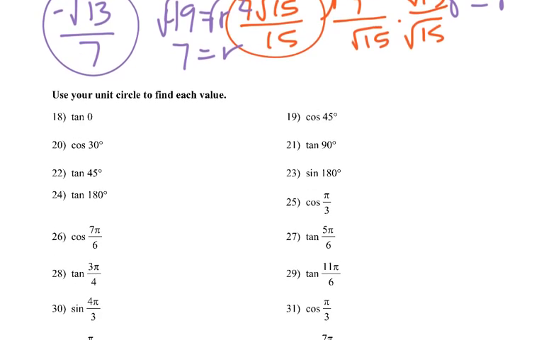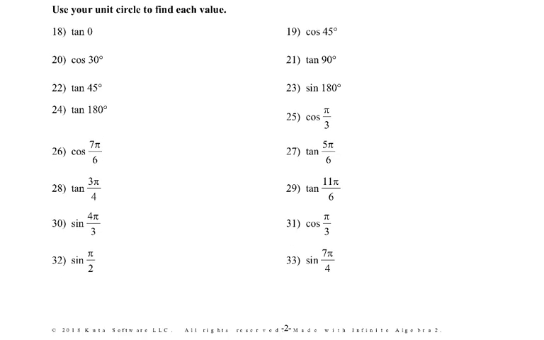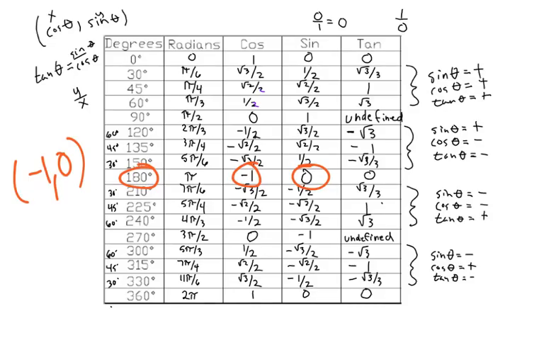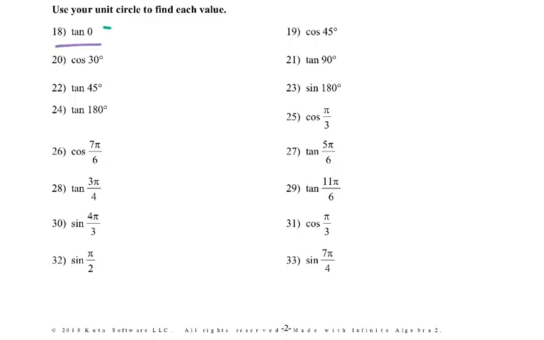Okay, now for the rest, all we simply need to do is look up on our table. We could do it with our unit circle, but the table works better. So the tangent of 0 radians. So we go to this table here, and the tangent of 0 radians is also 0, so we get 0.